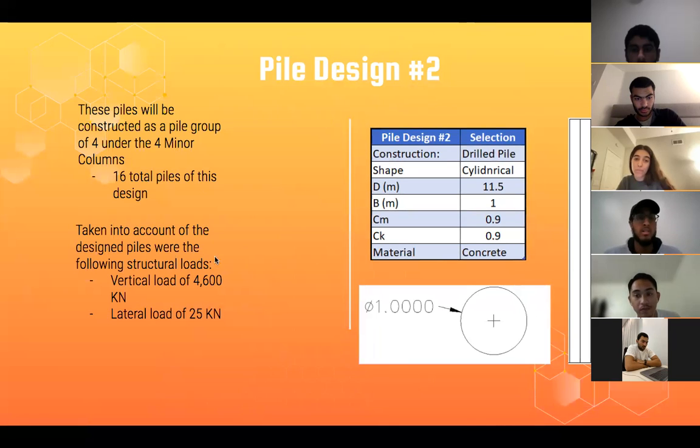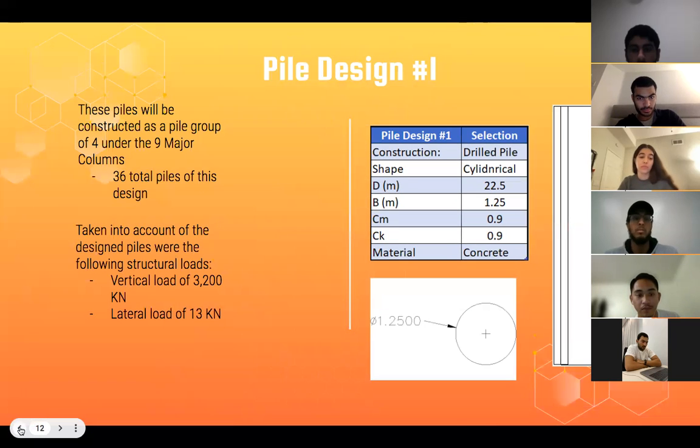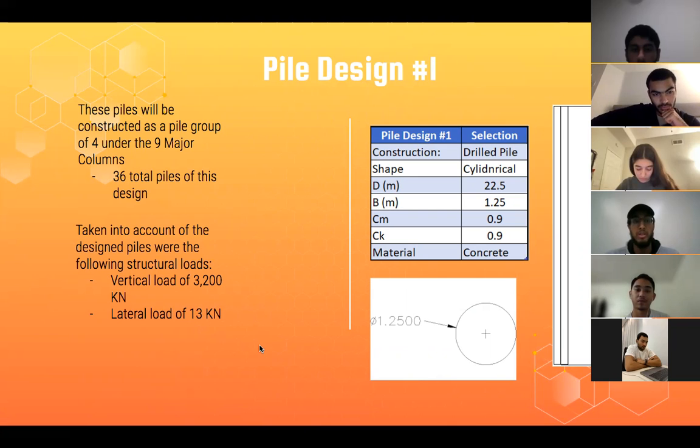So for the first design, the first pile, we will design a foundation for the major column. We'll construct the piles as a pile group of 4 under the 9 major columns. In order to bypass the liquefiable soils, we will design this pile to have 22.5 meters deep, and the diameter will be 1.25, and it will be cylindrical, and we will drill the pile. And the material will be concrete.